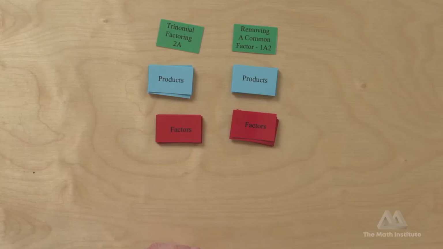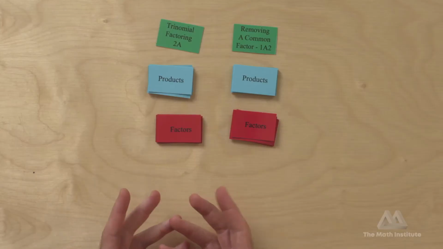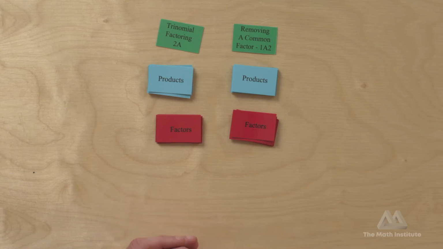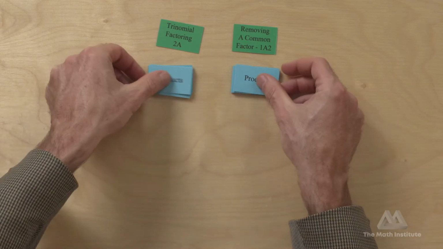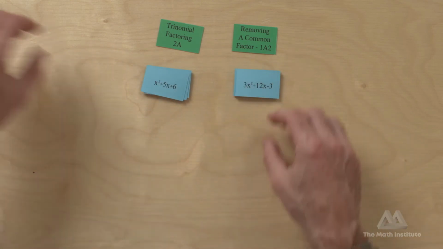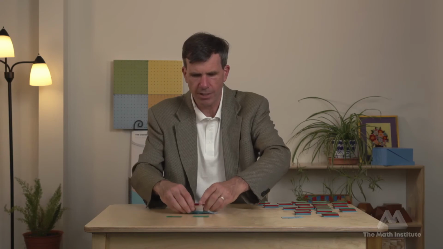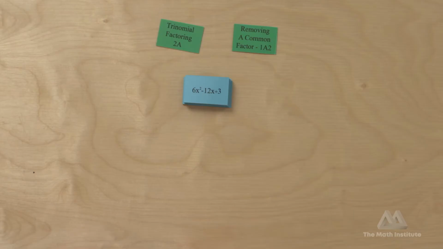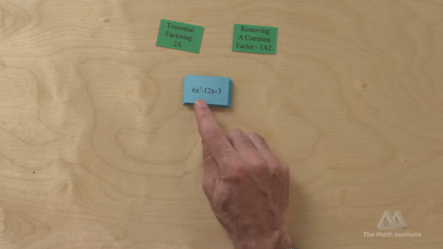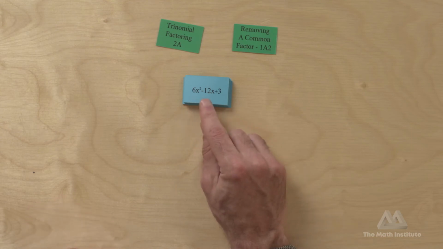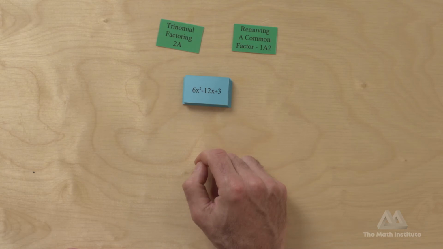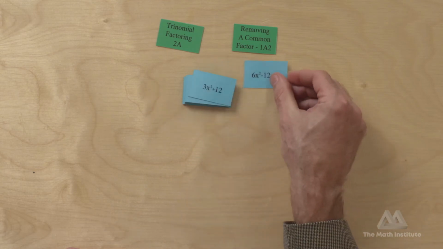So let's say students only know two types of factoring, removing a common factor and trinomial factoring. We can take two sets and remove the factoring cards and just start with the product cards. And we can shuffle them all up so they're all mixed up. And now we can ask students to say, if you were to factor this, which technique would you use? Now for this one here, you say, oh, well, there's three terms. It looks like it could be trinomial factoring. However, each term is divisible by 3, and therefore we could use removing a common factor to do that.